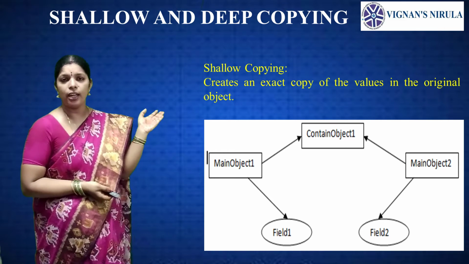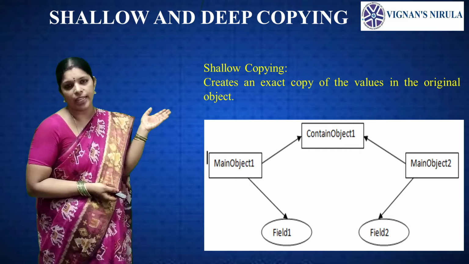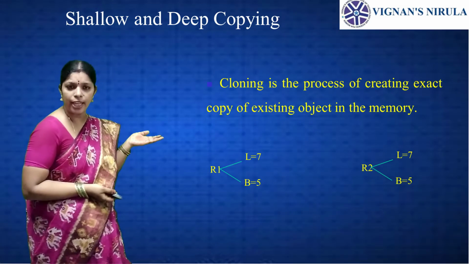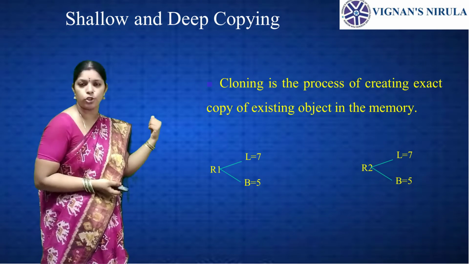Let's see what is here. Cloning is the process of creating an exact copy of an existing object in memory. Here, R1 has L equals 7 and B equals 5.